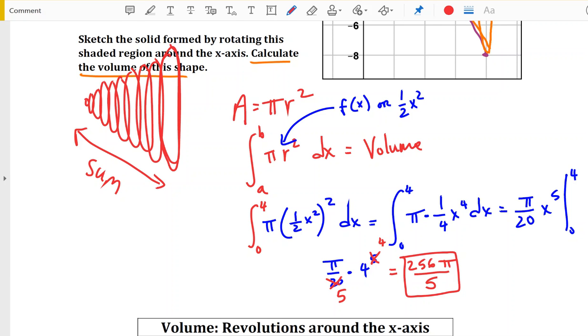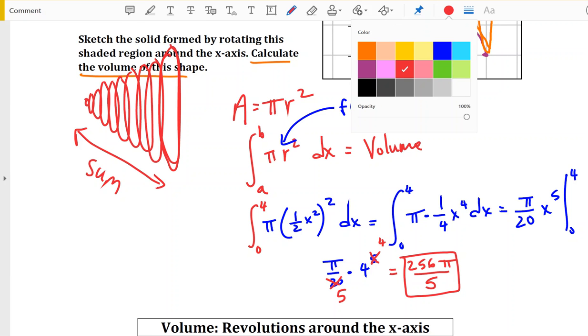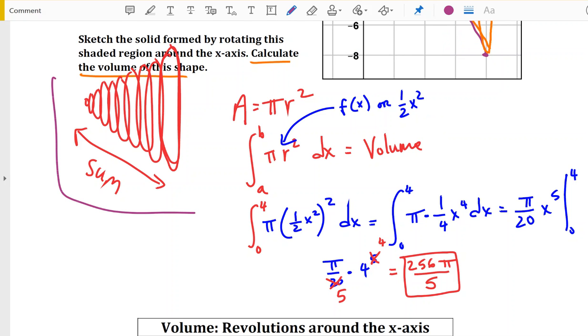Turns out that this process is going to work for any shape that is rotated around the x-axis. We're always going to get a collection of circles. Those circles are going to be formed by spinning points around the x-axis, and adding them up using the definite integral is going to tell us the volume of the shape formed.